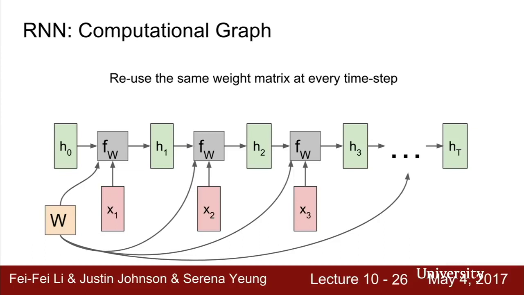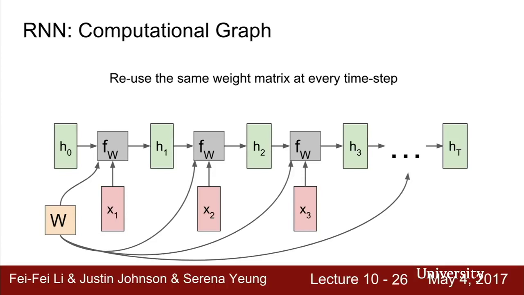And now one thing to note is that we can actually make this even more explicit and write the W matrix in our computational graph. And here you can see that we're reusing this same W matrix at every time step of the computation. So now every time we have this little fW block, it's receiving a unique h and a unique x, but all of these blocks are taking the same W.